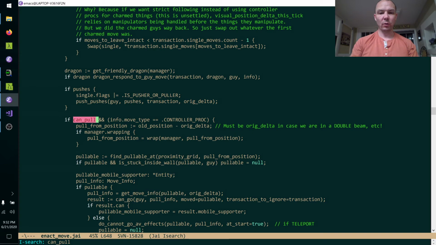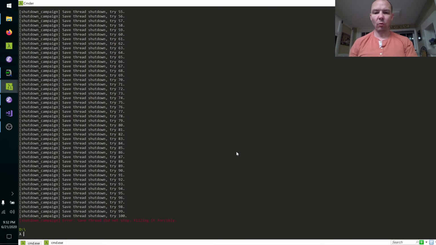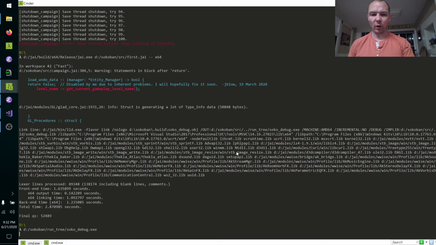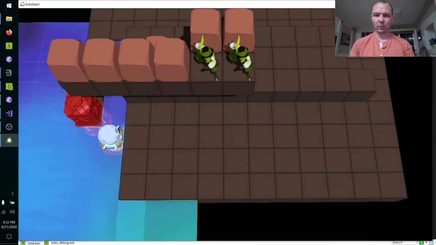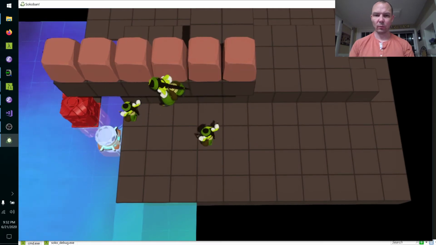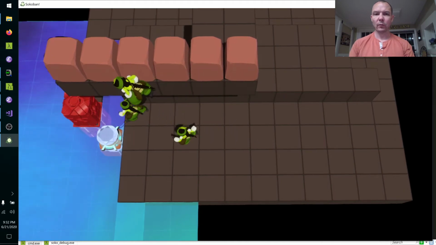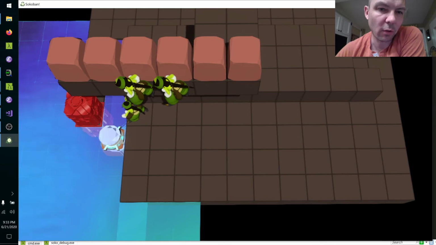So here's the pulling code. If you're clinging, you can't pull, just because you don't want people to be able to pull the block a further square out. And if you're clinging, there's nothing under your feet. Yeah, so that doesn't work anymore. Also, if we move, we stop clinging. I'm going to say that for now, you can't do this.